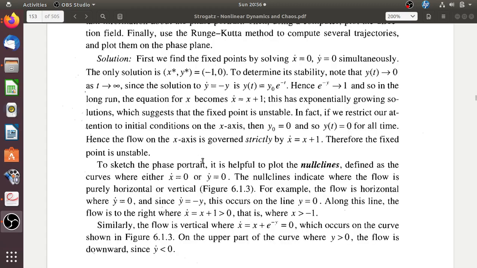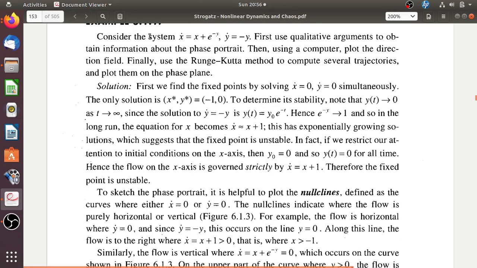But what we are going to do, in order to construct the phase portrait, is use something called nullclines. So what is this nullcline? It is nothing but two lines, where one line represents x dot equal to 0 and another line represents y dot equal to 0. So x dot equal to 0 means x plus e to the power of minus y is equal to 0. That's one line, and then another line is minus y is equal to 0. Those two lines are known as nullclines.